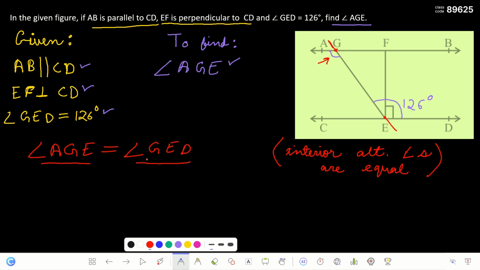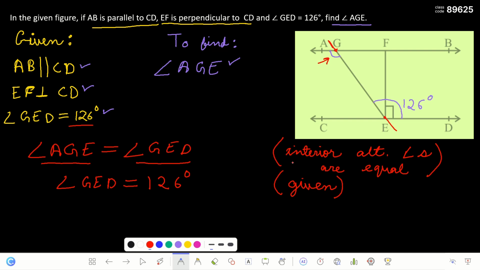Next step. Angle GED equals 126 degrees, right? It's written here. It's given in the question. So I write it. It equals 126 degrees. Reason? Well, it is simply given to us. So I don't need to write much reason. I'll just write given there.